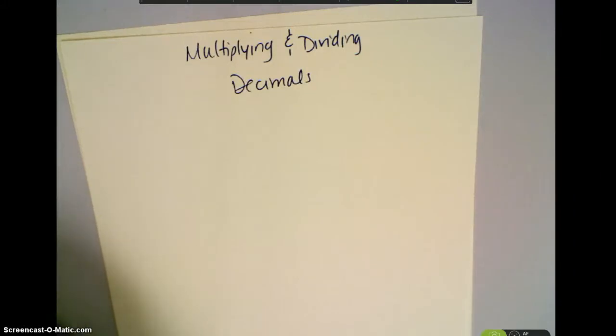And then go ahead and pretend like they're not there and use your box method and multiply like you normally would if they were whole numbers. And then once you get your answer, you would add your decimal places back in. For division, I am only going to be showing long division. At this point, everybody should be comfortable enough with long division, and that's what we will be using for dividing decimals. Okay, so let's start with multiplying.